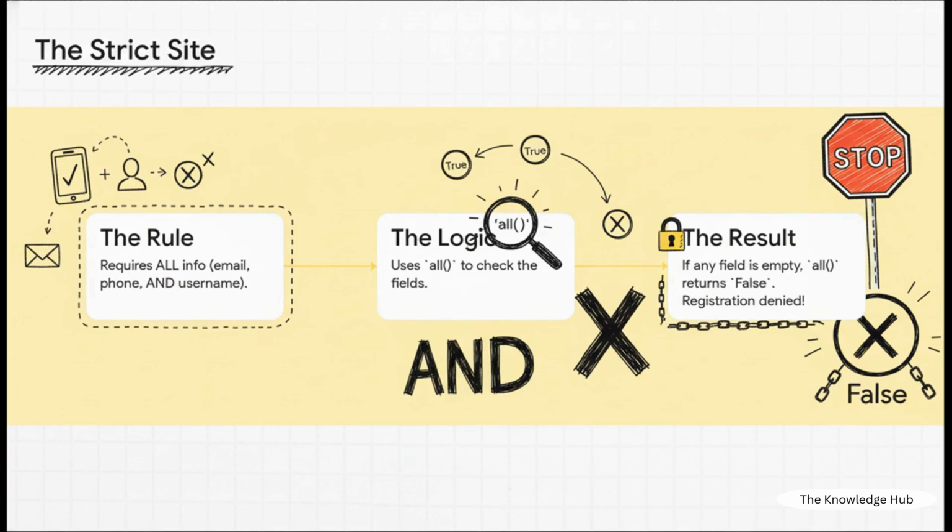Now, let's talk about that annoying website, the strict one. This one needs your email and your phone number and your username. It's using all, so you put in your phone number, that's true. You put in your username, also true. But you decide to skip the email field, that's false. The second the all function hits that one false value, it's over. The whole thing fails and it returns false. Registration denied. It needed perfection, and you didn't give it.